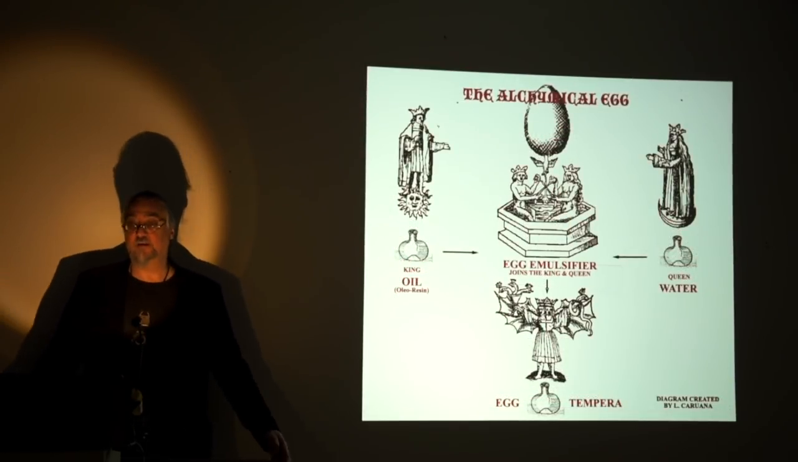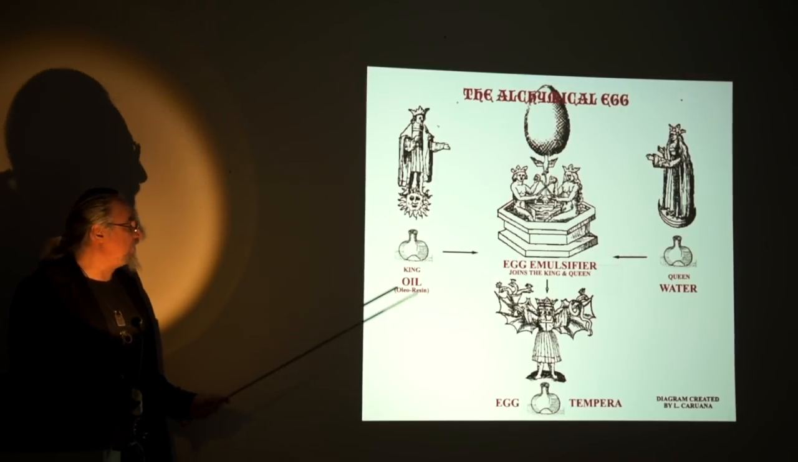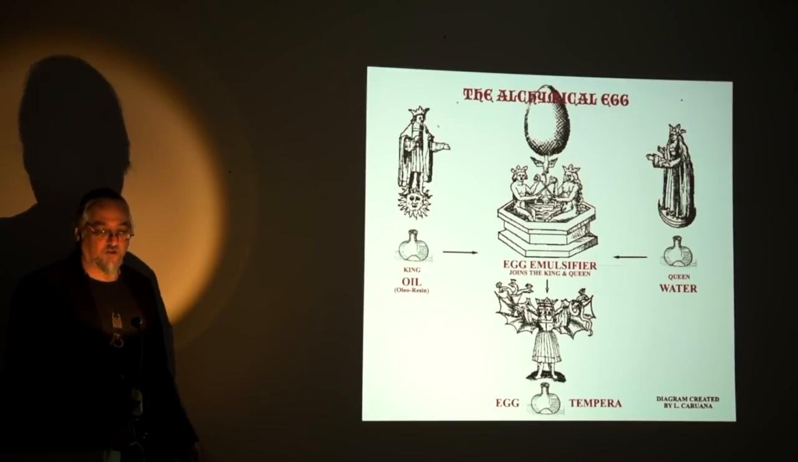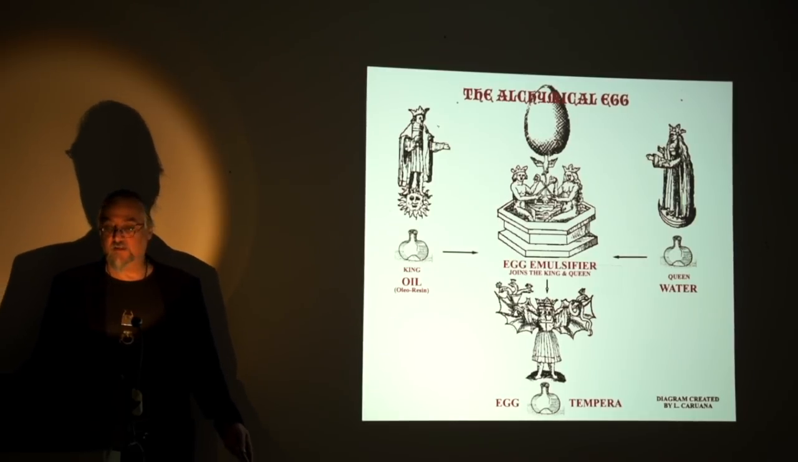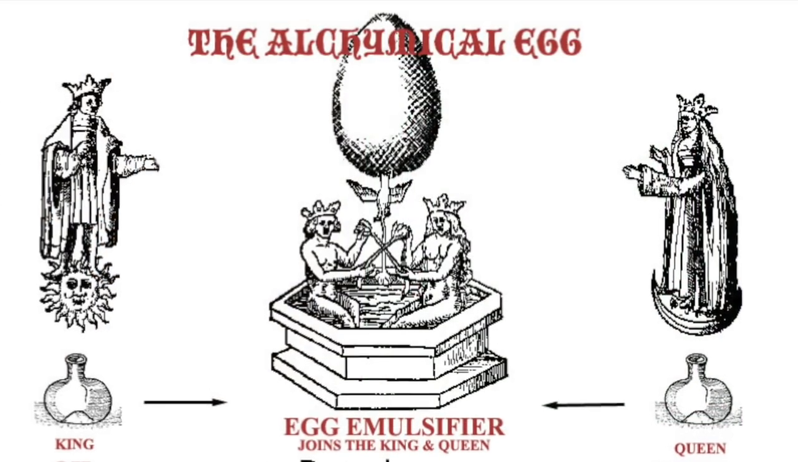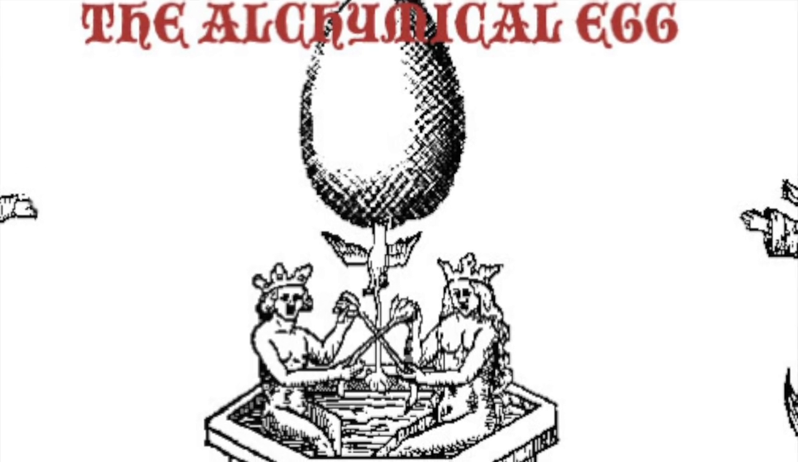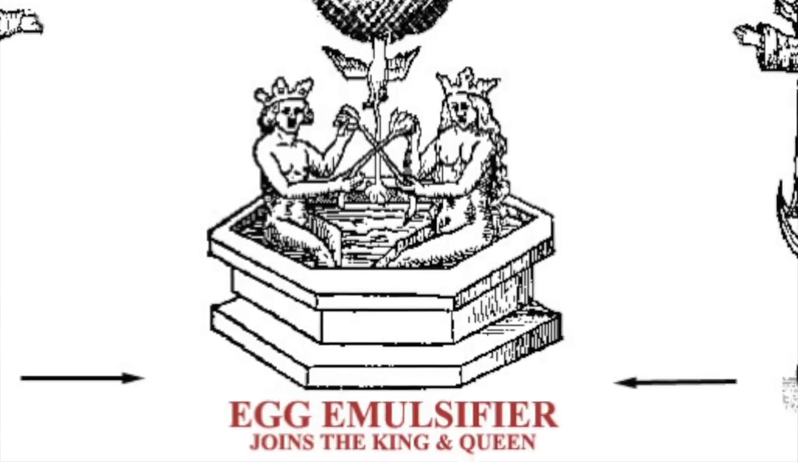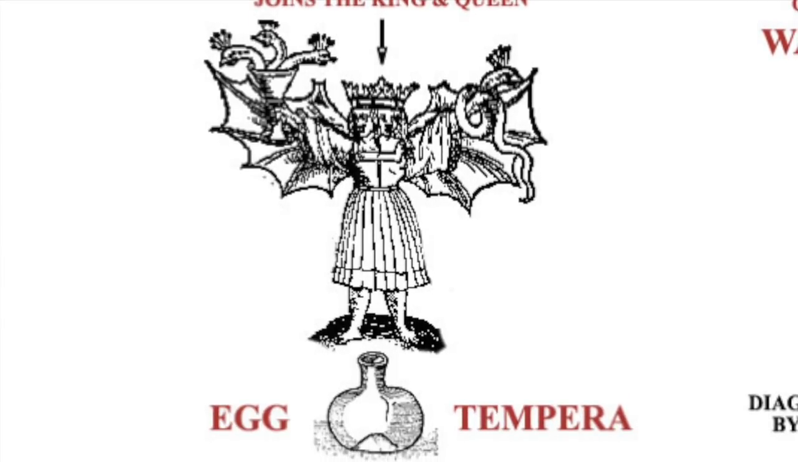Now, this is, in a pure sense, alchemy. And it's alchemy because normally oil and water don't mix. Oil we can think of as the king, water as the queen. Normally the king and the queen would remain separate. But because of the albumin in the egg, you have an emulsifying agent. And this emulsifying agent allows the water and the oil to join on the molecular level so that they become one. And you have both the unique qualities of oil and water through the egg in egg tempera.